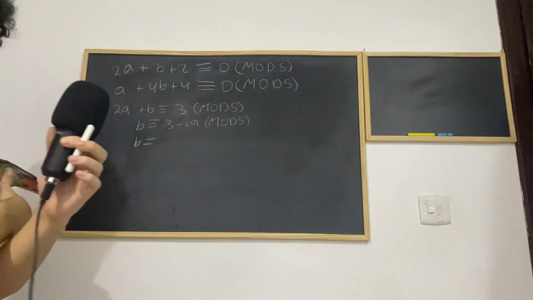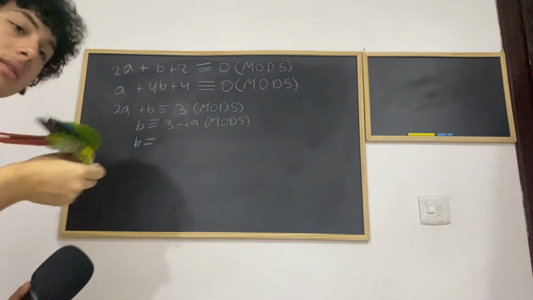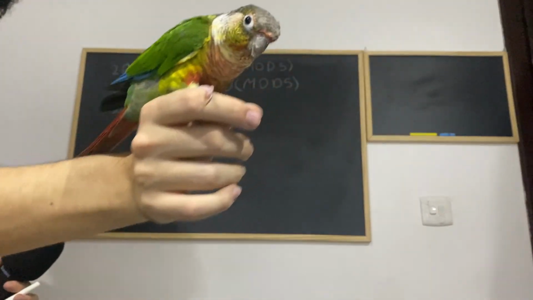So, b is equal, right, to... Oh, our little helper Mito wants to leave already. Let me just take her. Say goodbye to Mito. Bye-bye, bye-bye.